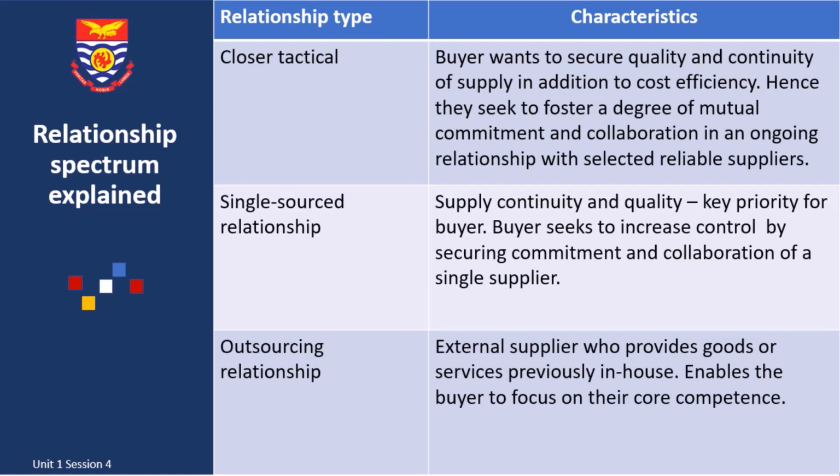Then we move to closer tactical relationships. The buyer wants to secure quality and continuity of supply in addition to cost efficiency, so they seek to foster a degree of mutual commitment and collaboration in an ongoing relationship with a few reliable suppliers. Then we move to single source relationships, where the buyer decides to deal with just a single supplier in order to secure continuity and quality.